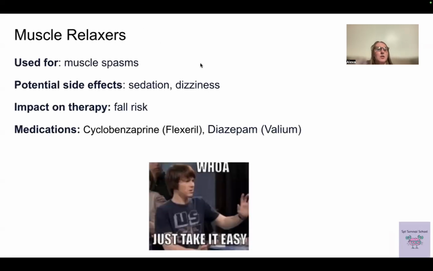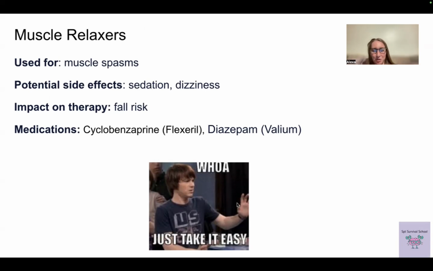Muscle relaxers are used for muscle spasms. Some of the side effects are sedation and dizziness. Now, if you know the side effects, you can put together how they'll impact therapy. With this duo here, they're going to be more likely to be a fall risk. The medications are big names here, but Flexeril and Valium.